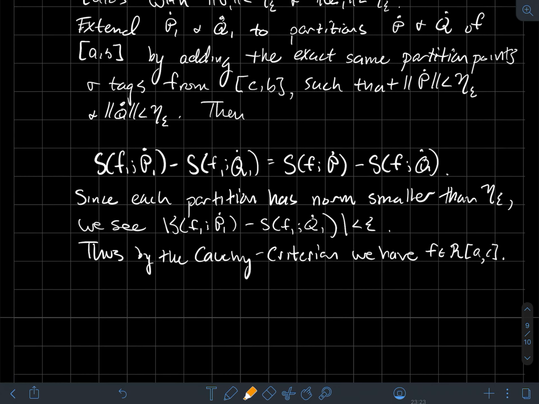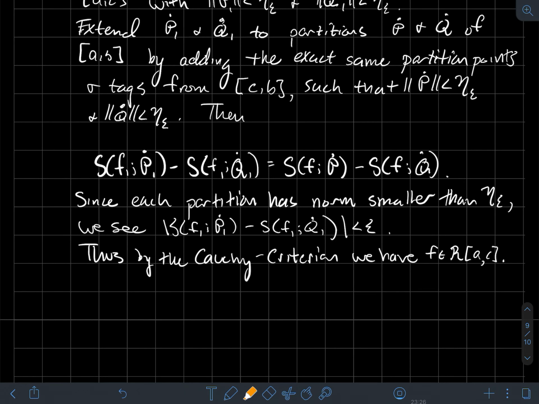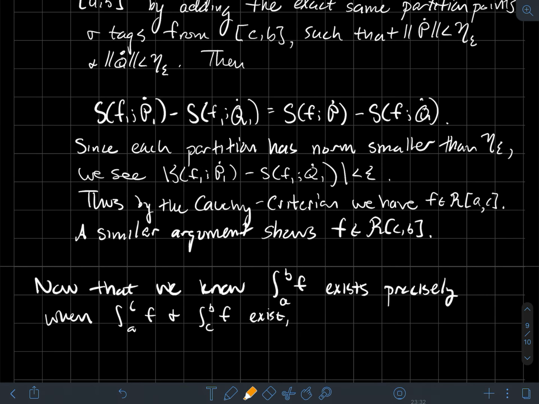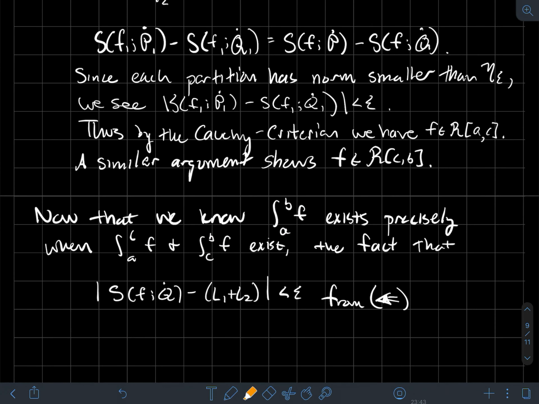Again, by using the Cauchy criterion, that shows that F is Riemann integrable over AC. And of course, you could do a similar argument to show that F is Riemann integrable from C to B. And so now that we know that the integral from A to B exists exactly when, if and only if, each of these individually exist, what do we know? Well, earlier we showed that the Riemann sum of F over Q dot is within epsilon of the sum of these.